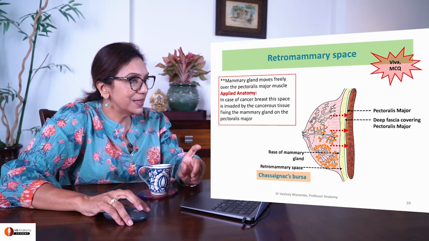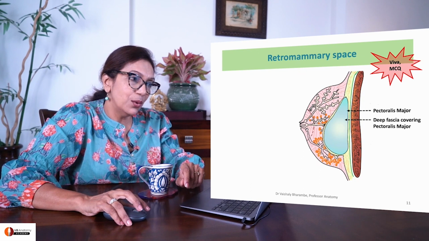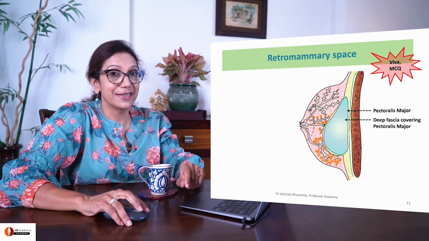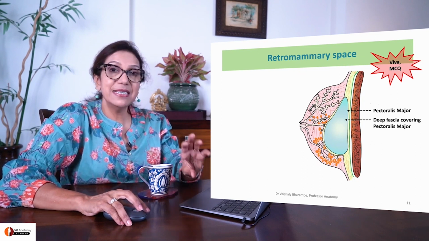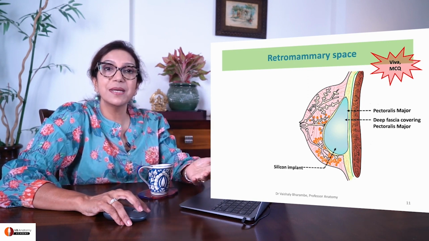Right. This space is also called the Chassaignac's bursa. Okay, one more interesting point for many of you. This is the space in which a silicone implant is put for breast enhancement surgeries.